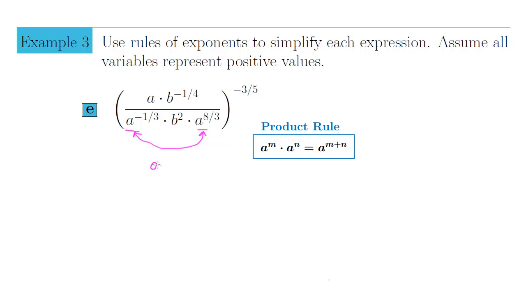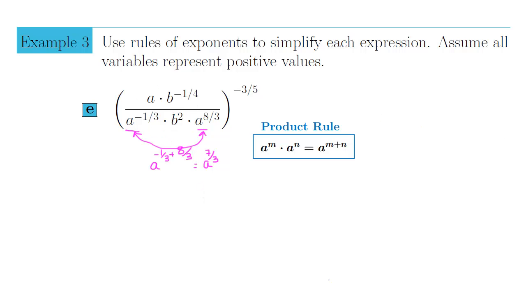Let me just do that right here. I have a to the negative 1/3, and I'm adding to it, because I'm multiplying the bases, the exponent 8/3. Luckily it's the same denominator, so we can simply add across. So when I combine these two factors together, I get a to the 7/3. Negative 1 plus 8 is 7, so a to the 7/3.